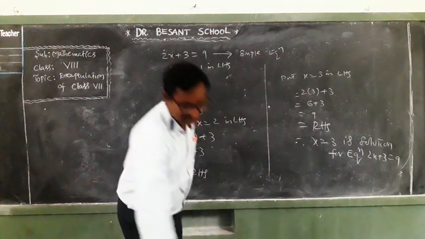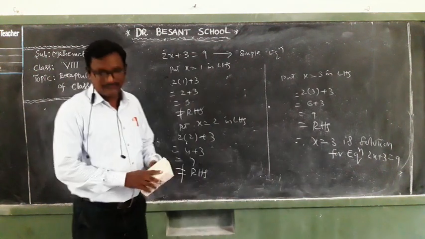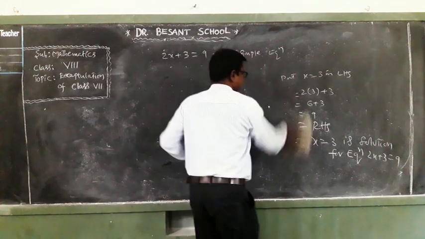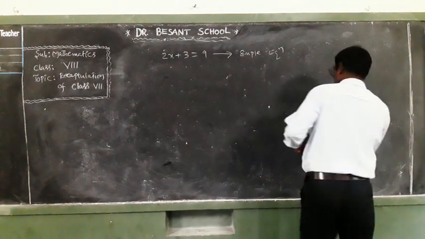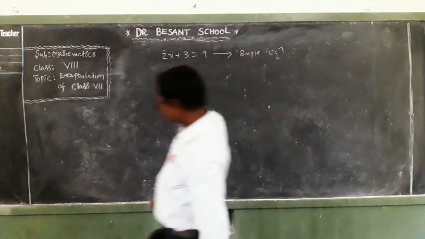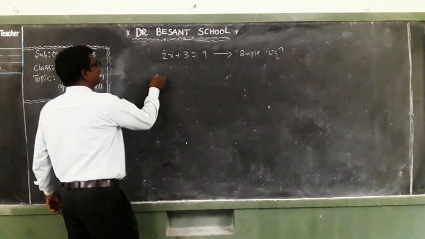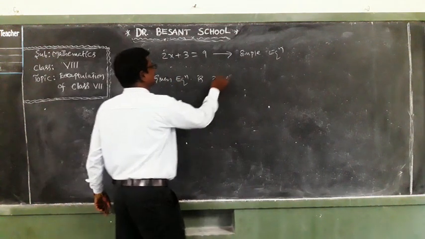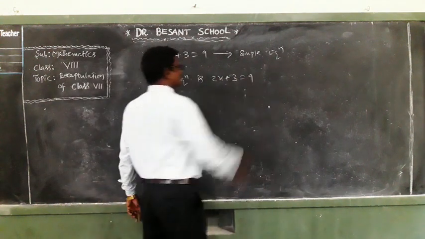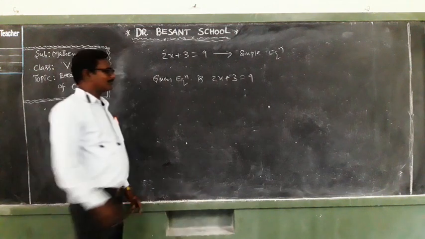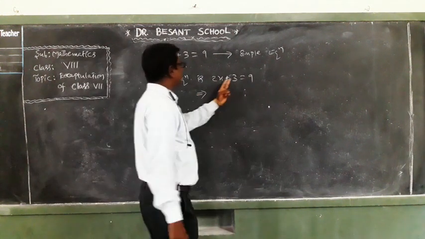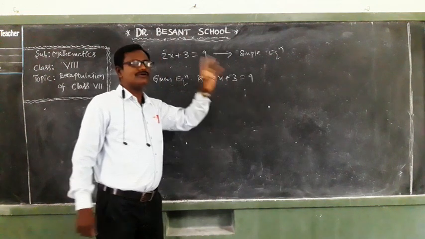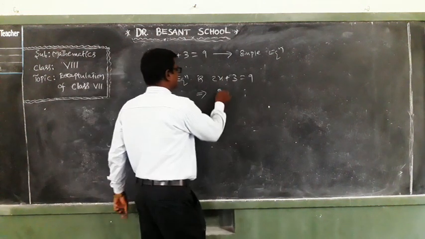Can you say what is another method? That is the method of balancing. Let us see how to solve this equation by the method of balancing. The given equation is 2x plus 3 is equal to 9. Plus 3 is there on the left hand side. To eliminate this plus 3, we need to do minus 3, by subtracting 3 from both sides.